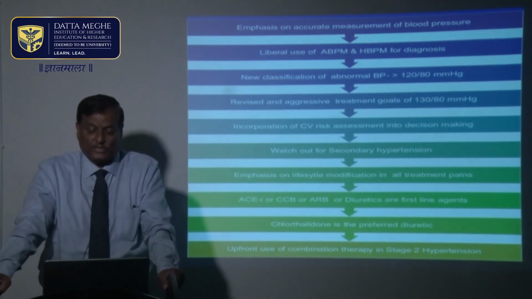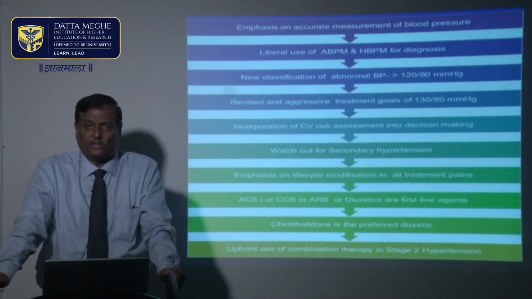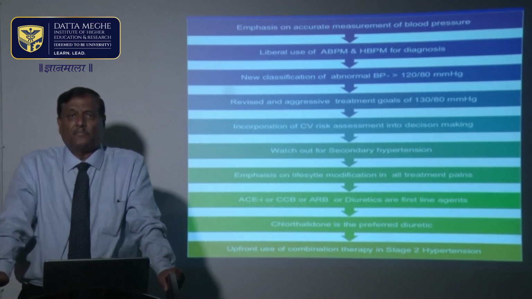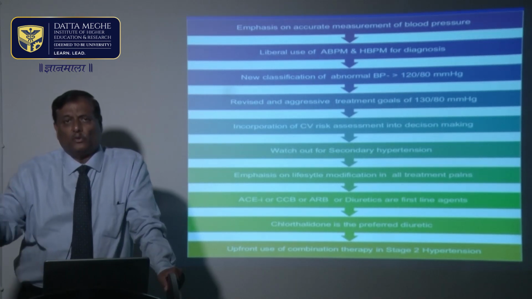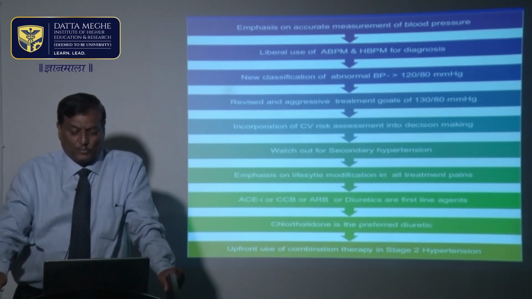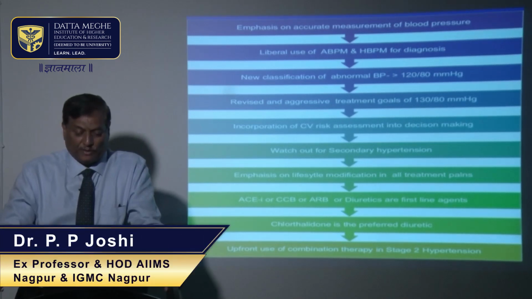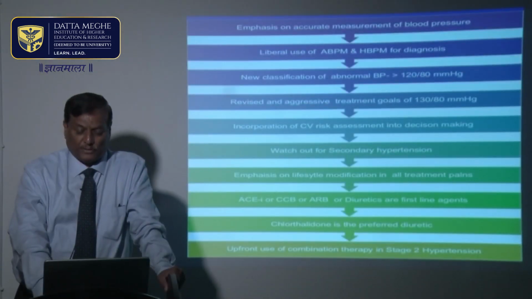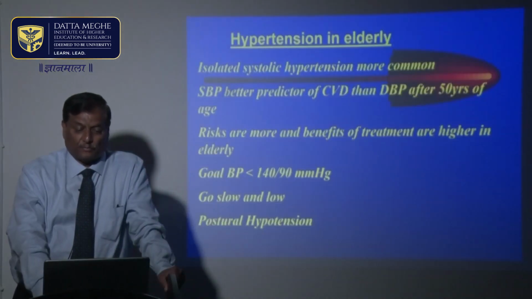We should use risk assessment of our cardiovascular risk scores, that is the Framingham risk score, to assess whether the person belongs to low, moderate or high risk group. And lifestyle modifications should be emphasized. We have to start with ACE inhibitors, calcium channel blockers or ARBs, or diuretics, and chlorthalidone is now the preferred diuretic. Upfront use of combination therapy, especially in patients who have stage 2 hypertension, is important.